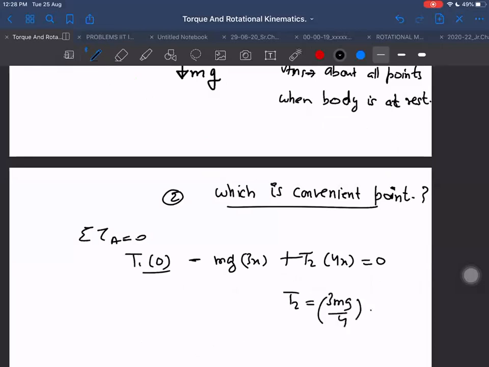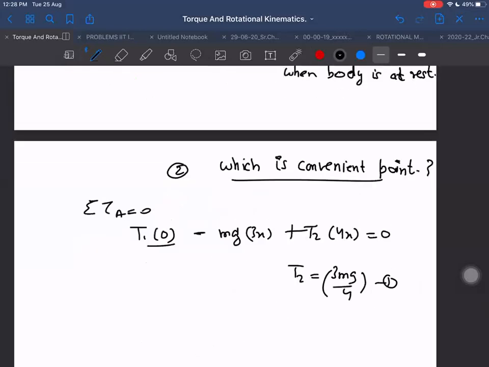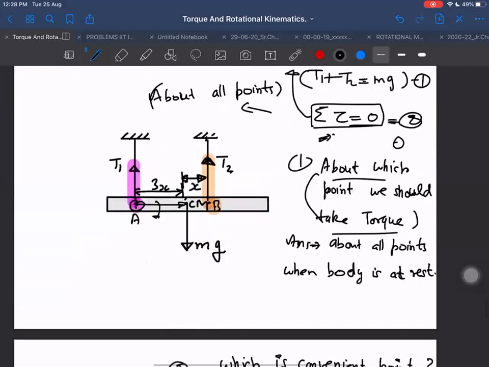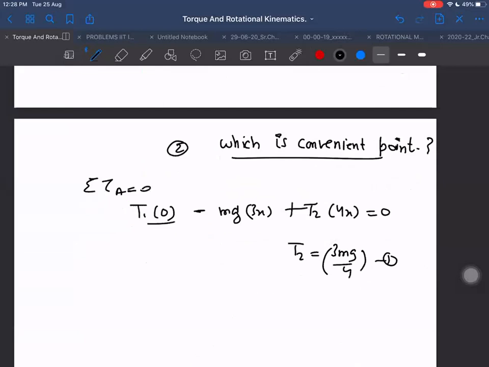Notice, one equation and we got the answer quickly. So is it not really convenient to write about A? After that, write about B, convenient to get the answer fast. Or now you can use this equation also: T1 plus T2 is mg. Then you can get T1. T1 plus T2 is equal to mg, so we are getting T1 is equal to mg minus T2, that is mg minus 3mg by 4.